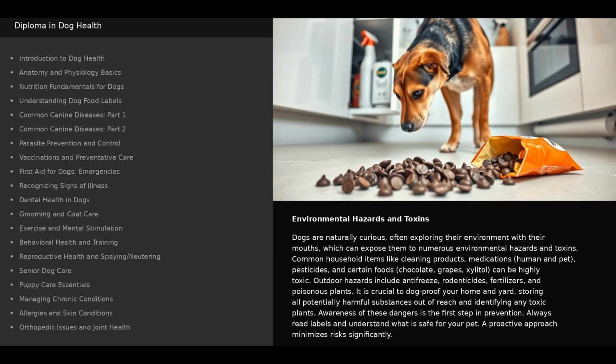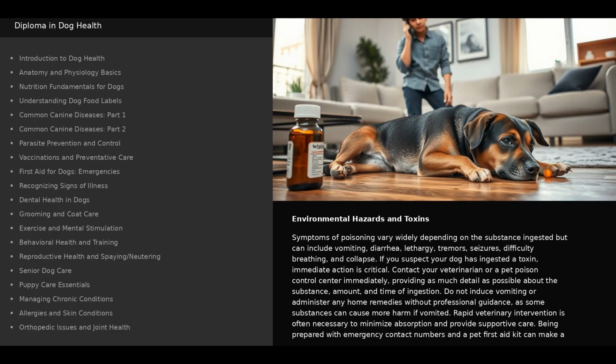Awareness of these dangers is the first step in prevention. Always read labels and understand what is safe for your pet. A proactive approach minimizes risks significantly. Symptoms of poisoning vary widely depending on the substance ingested, but can include vomiting, diarrhea, lethargy, tremors, seizures, difficulty breathing, and collapse. If you suspect your dog has ingested a toxin, immediate action is critical.